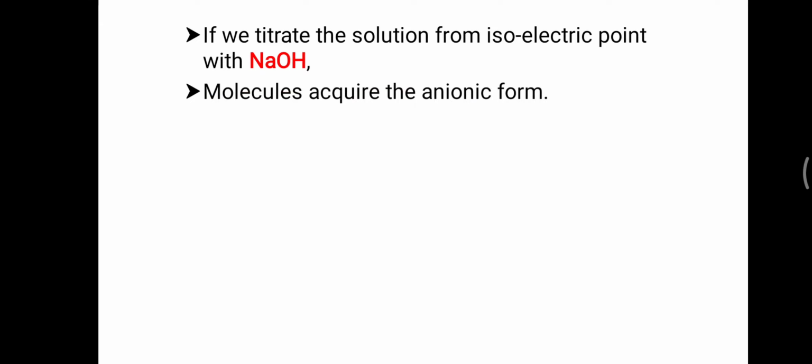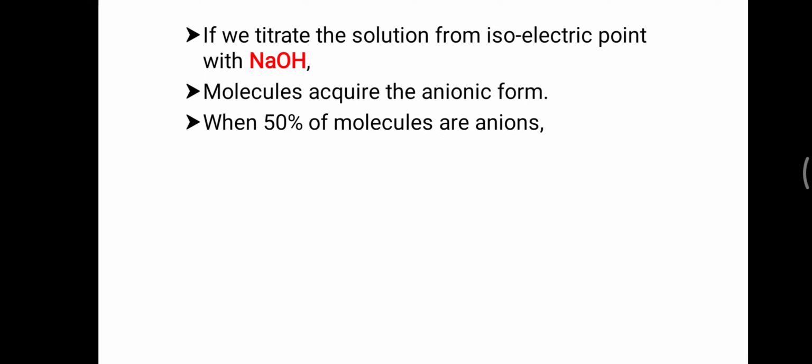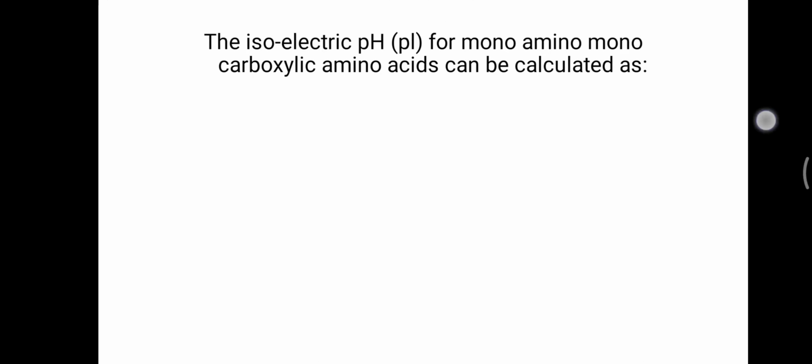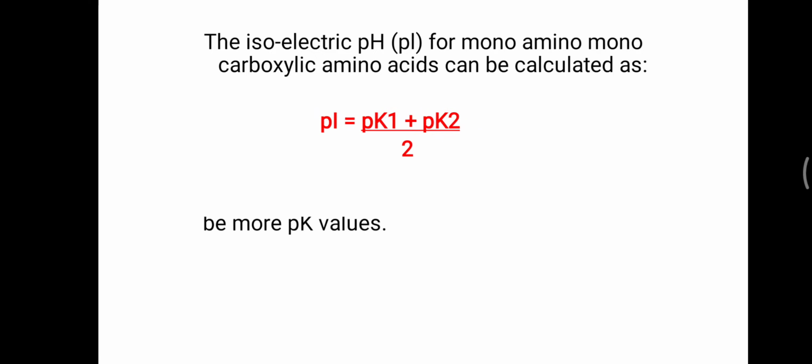At one particular pH, 50% of the molecules of the amino acid will convert into the negatively charged form. So out of the total amino acid, 50% will be negatively charged and 50% will still remain in the zwitterion condition, and that particular pH is called pK2. And from this pK1 and pK2 we can calculate the isoelectric point or isoelectric pH. The isoelectric point is pK1 plus pK2 divided by 2.